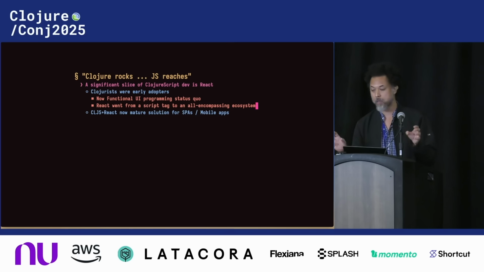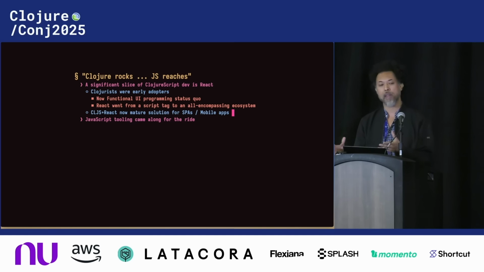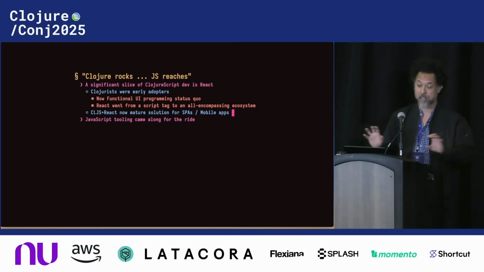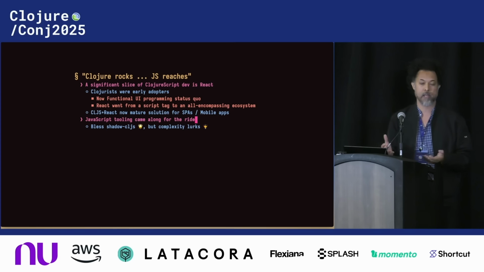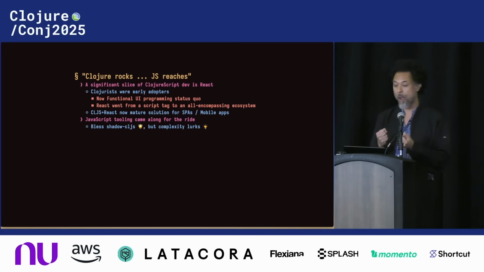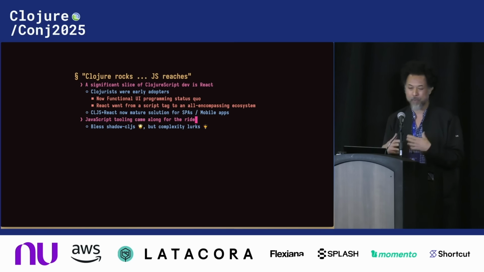You can build single-page apps. You can do mobile apps. It does work. But again, JavaScript tooling came along for the ride because Facebook pushed everything into the Node ecosystem. ClojureScript made some changes to account for that, but I always wanted to hold that stuff at arm's length. I know about that stuff, and it's very scary to me. And Shadow came along and made this a lot easier to use, because it is complicated and you have to know a lot. Shadow made it so that, as a Clojure developer, you didn't have to care too much about it, and it mostly worked. But unfortunately, the complexity always lurked.